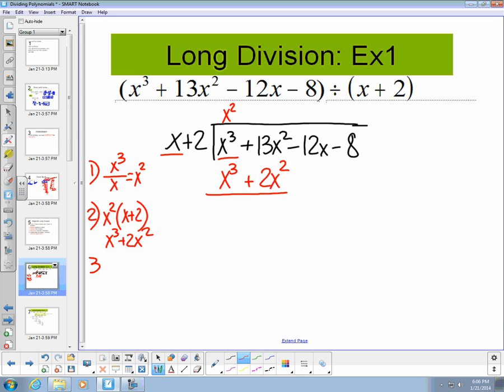Third step is to subtract. I'm going to put in some parentheses because I'm subtracting both terms. x cubed minus x cubed is going to cancel out, which it should if you divide it correctly. Then we're going to have 13x squared minus positive 2x squared, which will give us 11x squared. Then step 4 was to bring down. So I'm going to bring down the next term, which is the negative 12x.